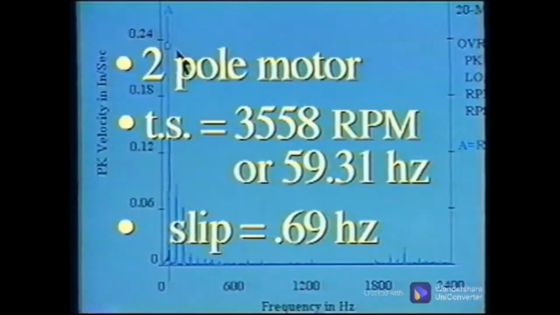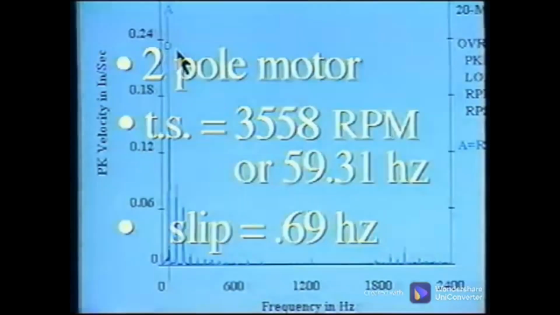A case history of a 1500 horsepower motor illustrates how current and vibration measurements work hand in hand to detect electrical problems. The motor is a two-pole motor with an actual turning speed of 3,558 RPM or 59.31 Hertz. This means the slip frequency is about 0.69 Hertz.